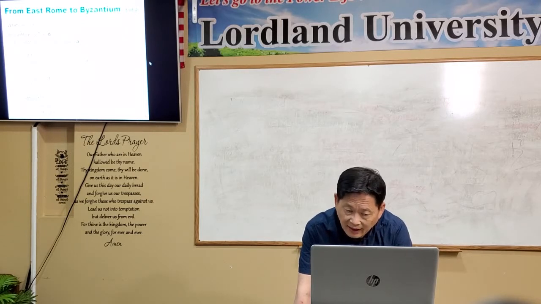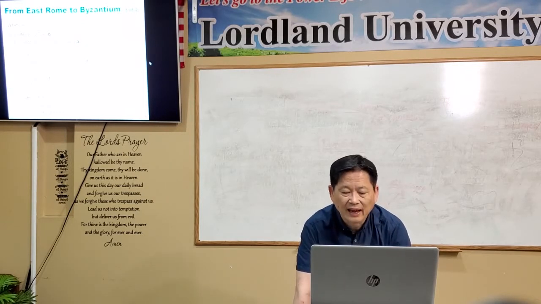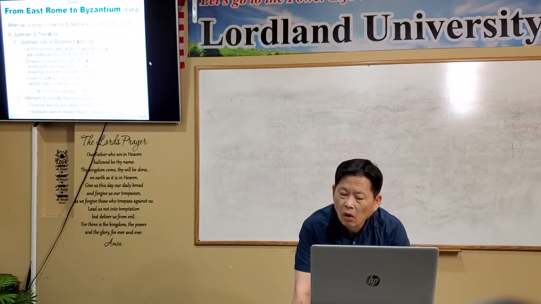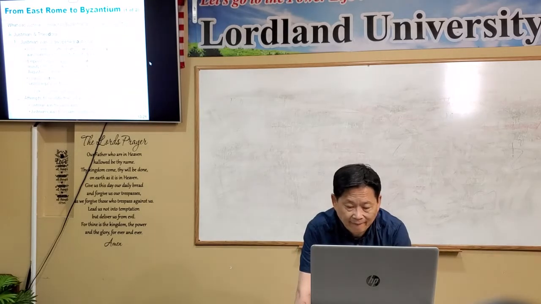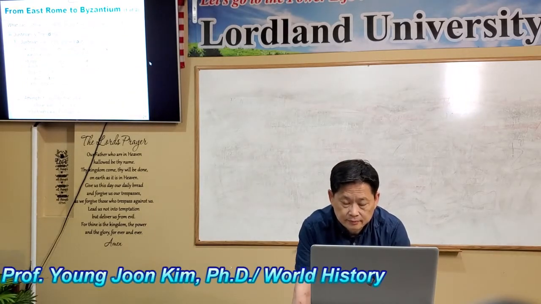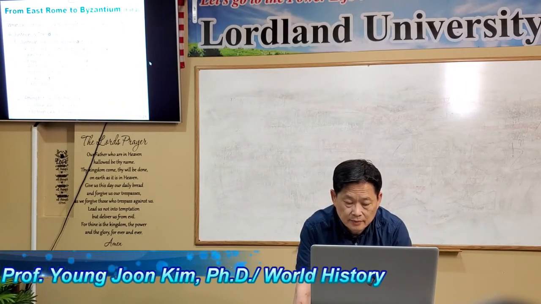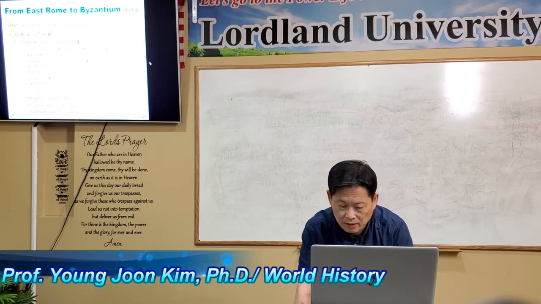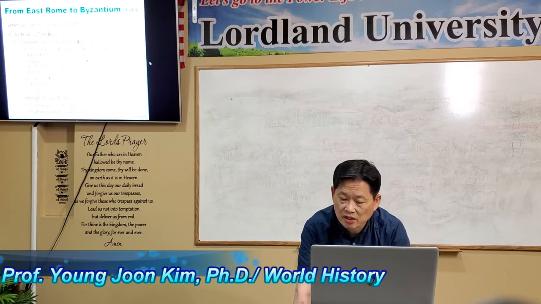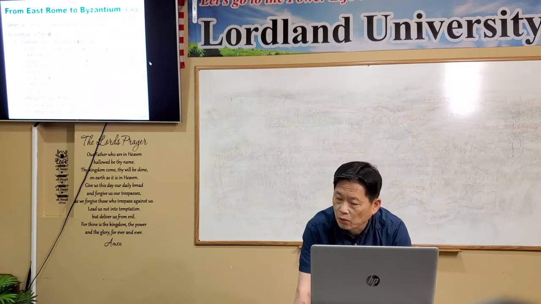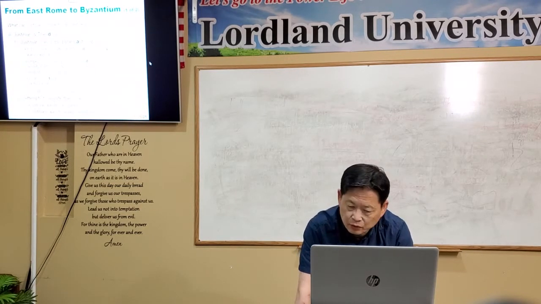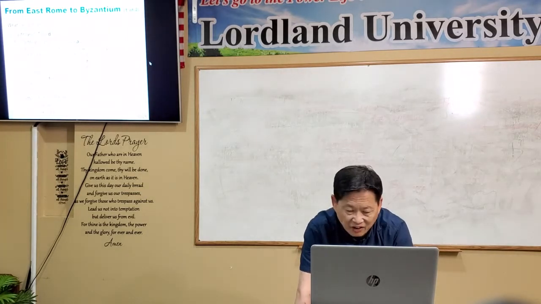Justinian and his wife Theodora attempt to reunite the old Roman Empire. Justinian was the last Eastern emperor to speak Latin. However, after that, the Greek language was used in the Eastern Roman Empire.